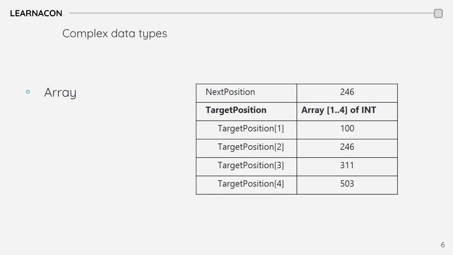Array data type is used when you have multiple variables of same type and you need to index them. For example, in the case of bottling machine, the bottle should go through multiple positions. You can store those positions in an array of integer or real values. To access an array element, you can refer to index number within the bracket.